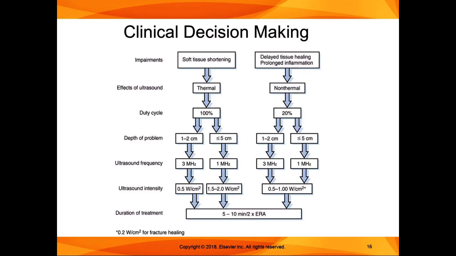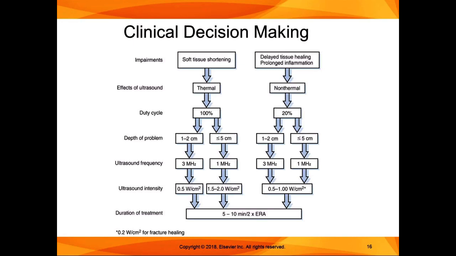And the intensity is going to start at 0.5 watts per centimeter squared, but of course we know with a thermal treatment, we're going to use the patient's feedback as to whether or not they feel warmth as how much we're going to turn it up for the least effective dosage. And we're doing it 5 to 10 minutes and an area the size of 2 times the effective radiating area. So if you have a bigger area that you have to use, you're going to have to take more time to do that.